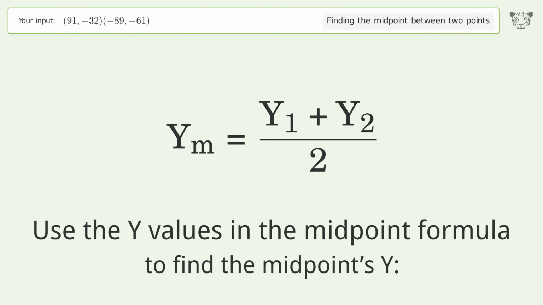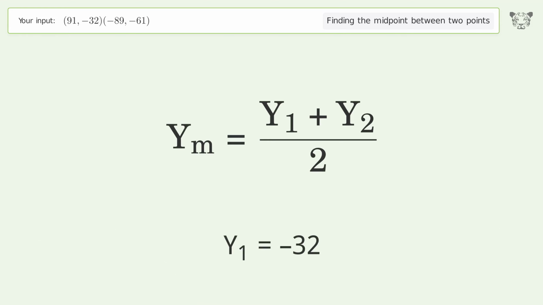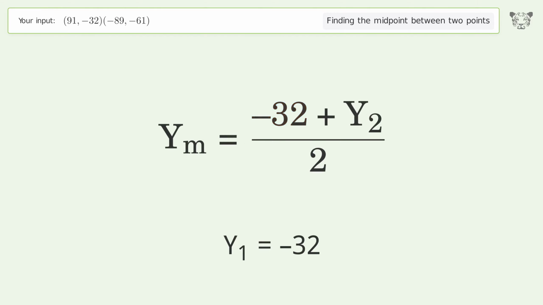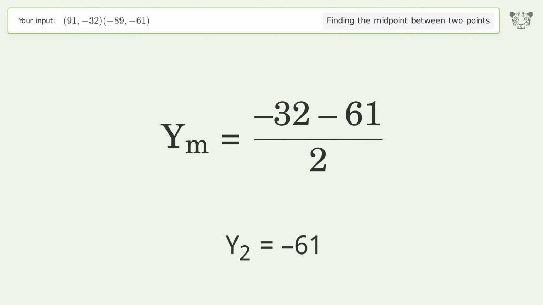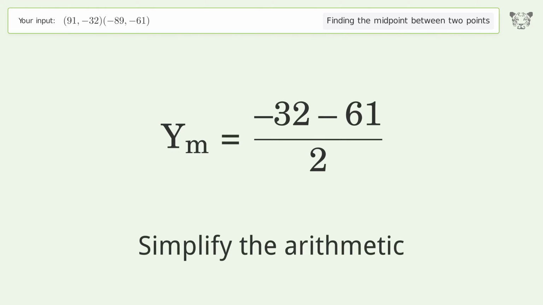Use the y values in the midpoint formula to find the midpoints y. y1 equals -32. y2 equals -61. Simplify the arithmetic.